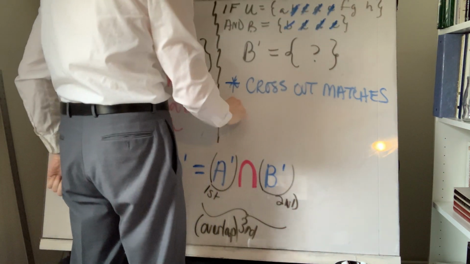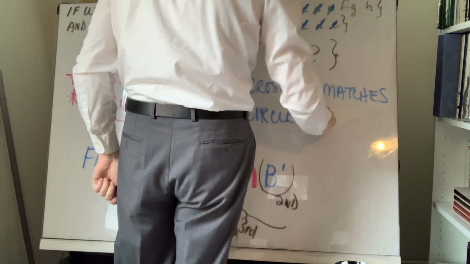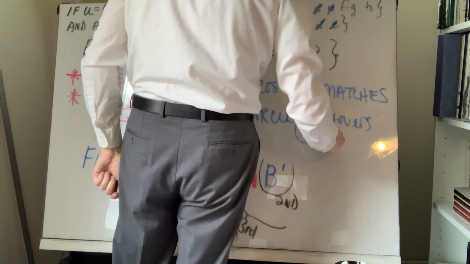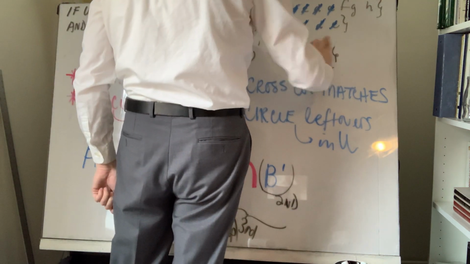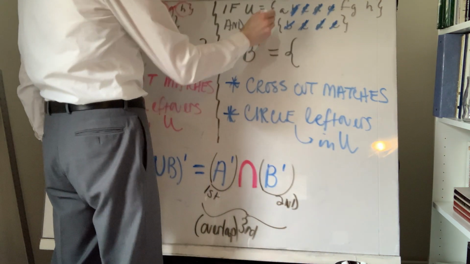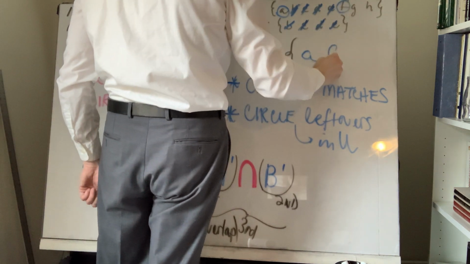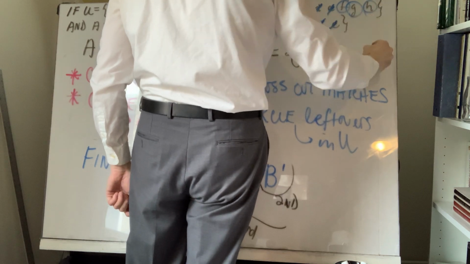And then we're going to circle what is left over in U. Right. A is left over. F is left over. G is left over. And H is left over.